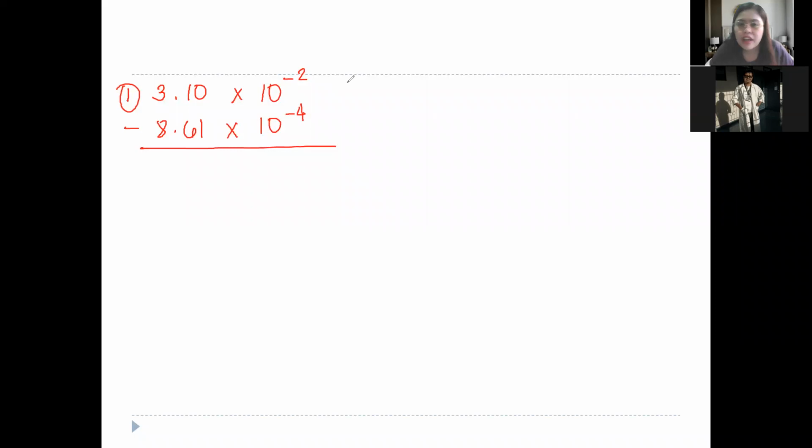Hindi sila pareho ng exponents. So what are we going to do? We will be adjusting one of the given para magkapareho sila. Yung 3.10 times 10 raised to the power of negative 2 as is lang tayo dyan because it's the larger number. We will be adjusting the other one. So how do we adjust?